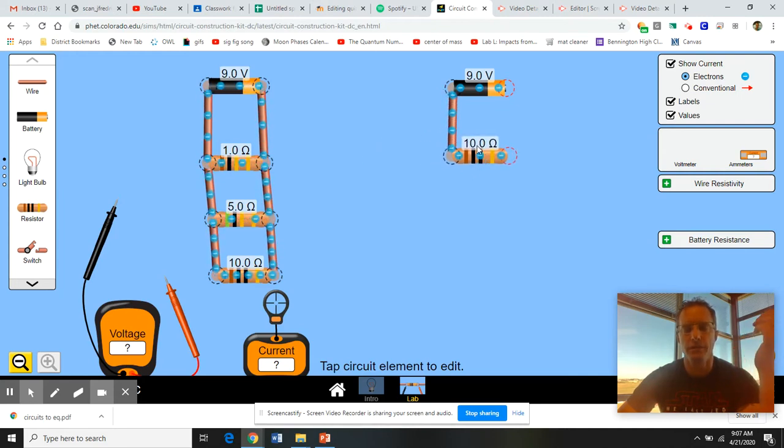What I'm going to do, so notice the current is different in each one of these spots. Hopefully you're able to do okay on the quiz yesterday. I really like how you can see the flow of electrons.